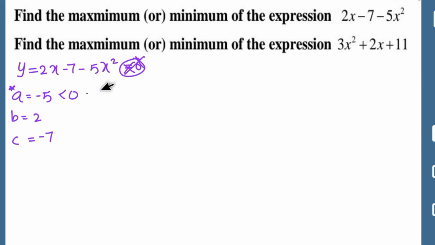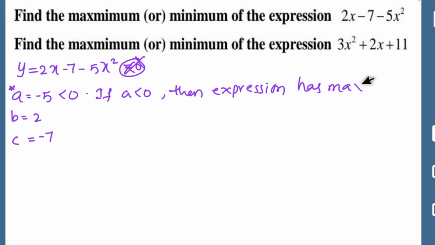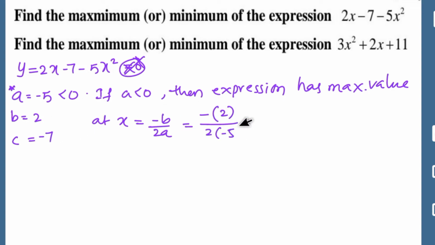If a is less than 0, then the expression has a maximum value. The maximum value is at x equals minus b by 2a. So minus, what is the b value? 2 by 2a, minus 5. 2 cancels, minus minus cancels, 1 by 5. So it has a maximum value at x equals 1 by 5.